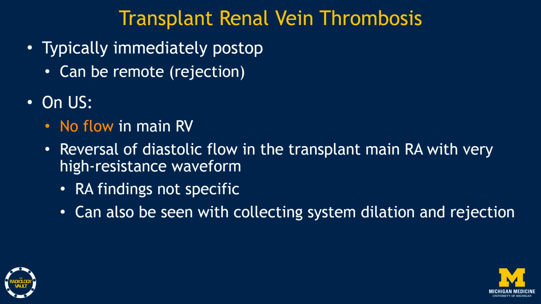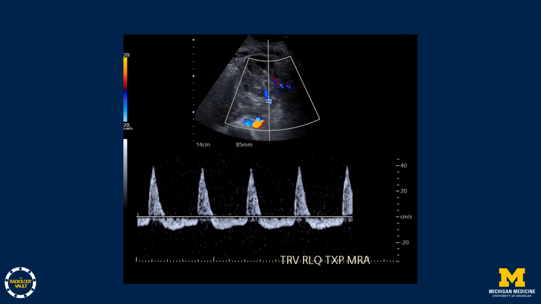Similarly, transplant renal vein thrombosis is also seen in the immediate postoperative setting, but can occur remotely as well. When this happens, it is often due to rejection. On ultrasound, you'll see no flow in the main renal vein, the diagnostic finding. You'll also see reversal of diastolic flow in the transplant main renal artery with very high resistance waveform. But note that the renal artery findings just described are not specific and can also be seen in the setting of collecting system dilation and rejection.